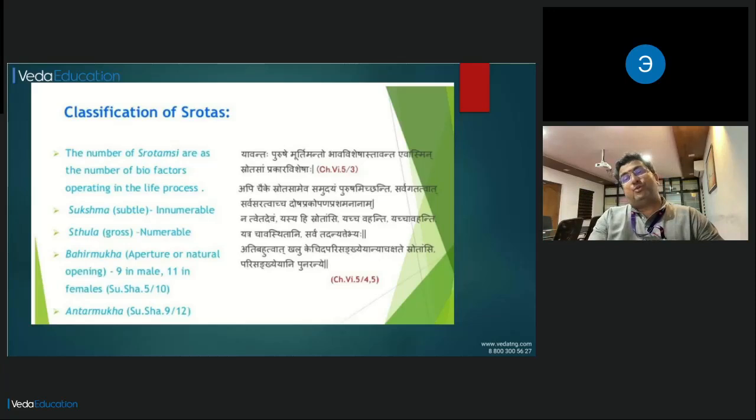But there are also many Srotas that secrete inside, not outside. That means sometimes the Srotas can be directed towards the inside.